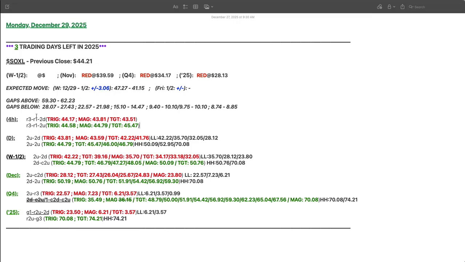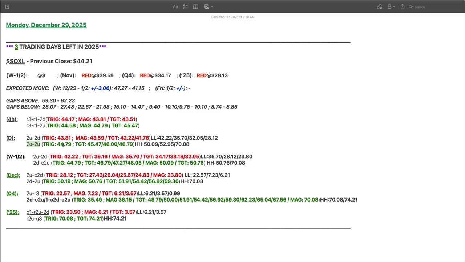All right. Obviously, just like with the scalping on 4-hour, if we reach the extended target for the 4-hour, we want to go ahead and look at the day. If we go to the downside with that 3-1-2 down on the 4-hour, then once we reach magnitude of 43.81, the 2 up 2 down would then be triggered on the day chart, triggering at 43.81 with the magnitude of 43.59. So again, not a lot of magnitude there, but we do have some extended targets of 42.22 and 41.76 out there.